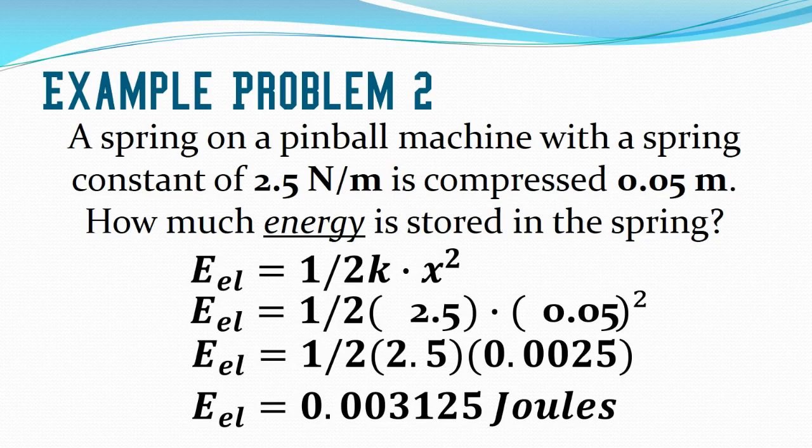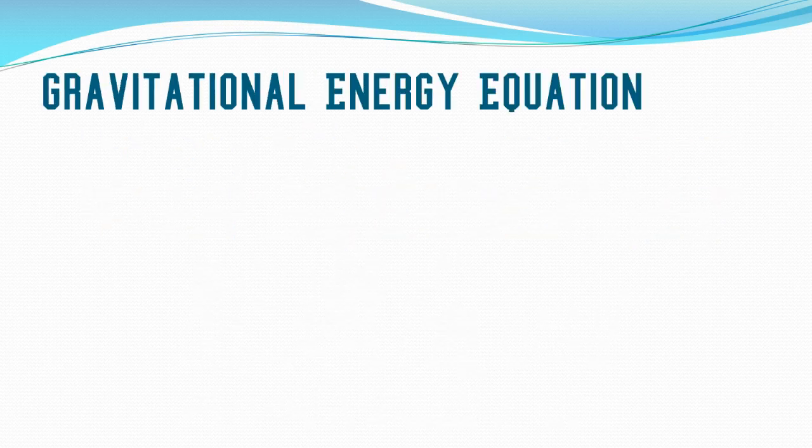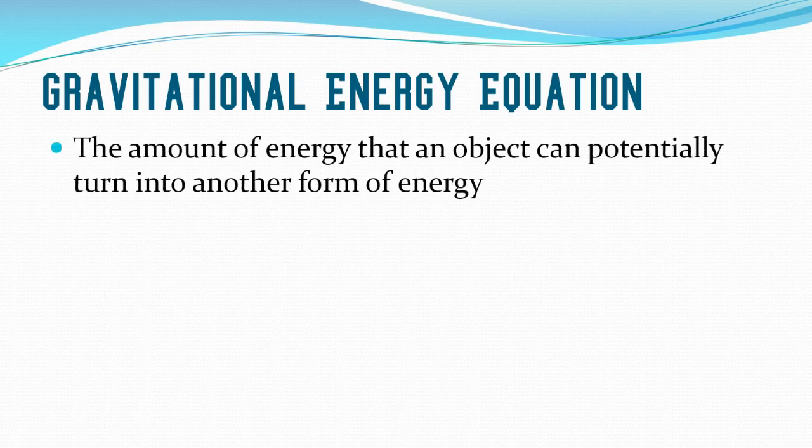0.003, you can round it to 0.003 joules. Remember, joules is the unit for energy. It's how much energy is stored in this spring. The gravitational energy equation is very familiar. It's the amount of energy that an object can potentially turn into another form of energy.